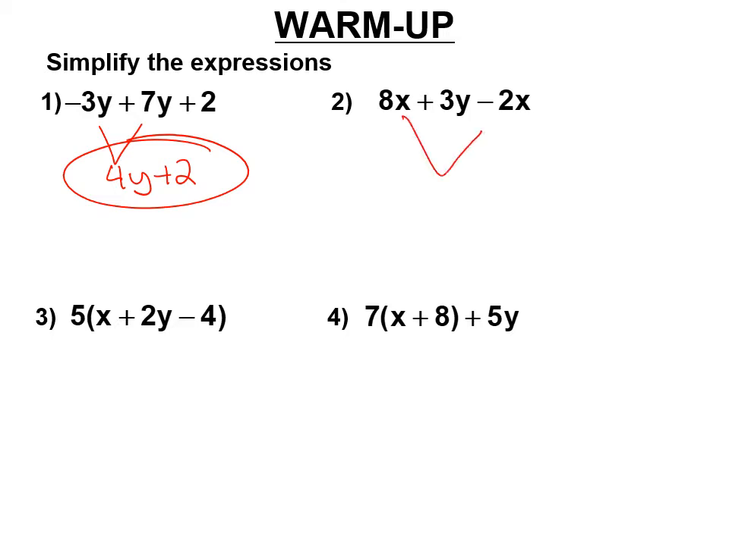So here, the like terms are the x's. 8x minus 2x is 6x, and then we have plus 3y, and you're done. You can't add those two together because they are not like terms.